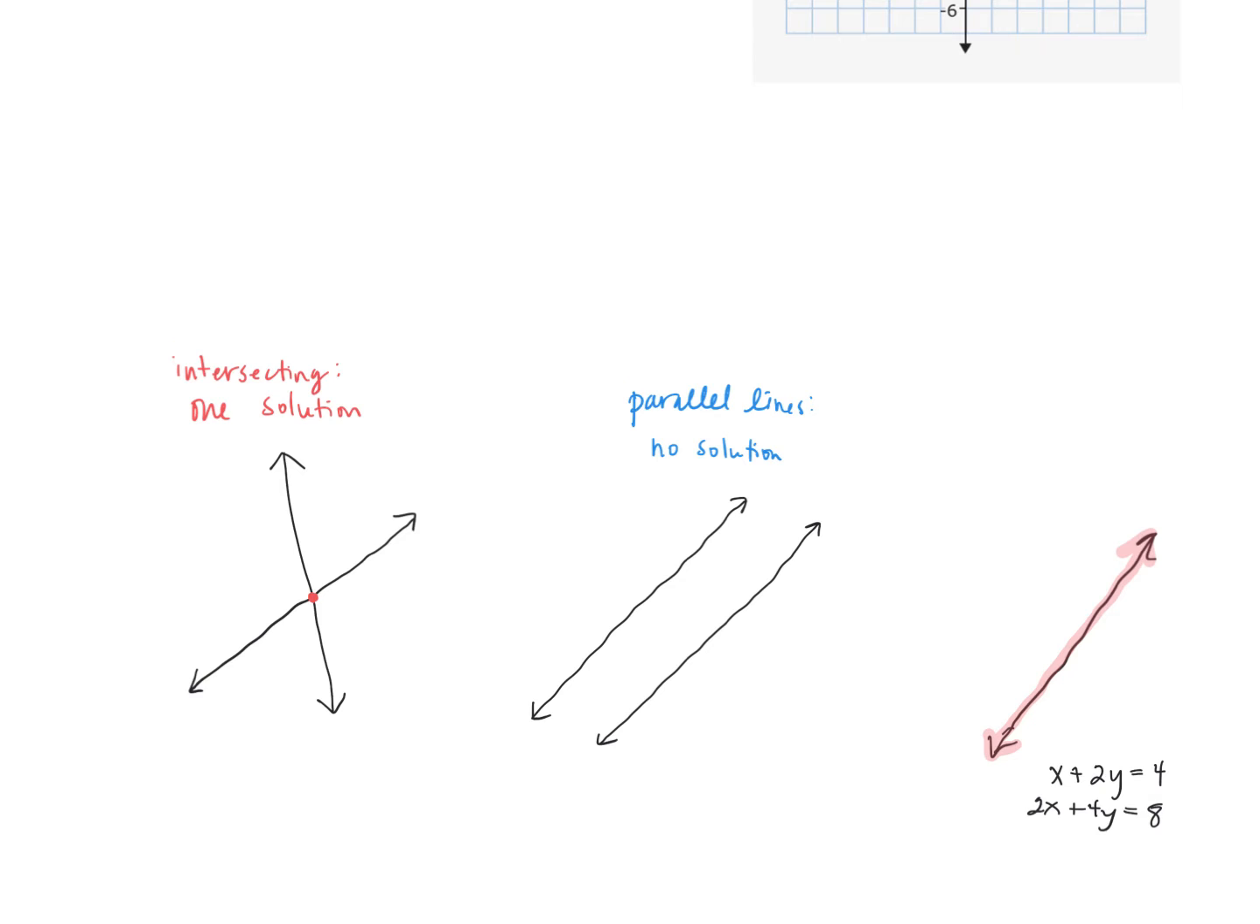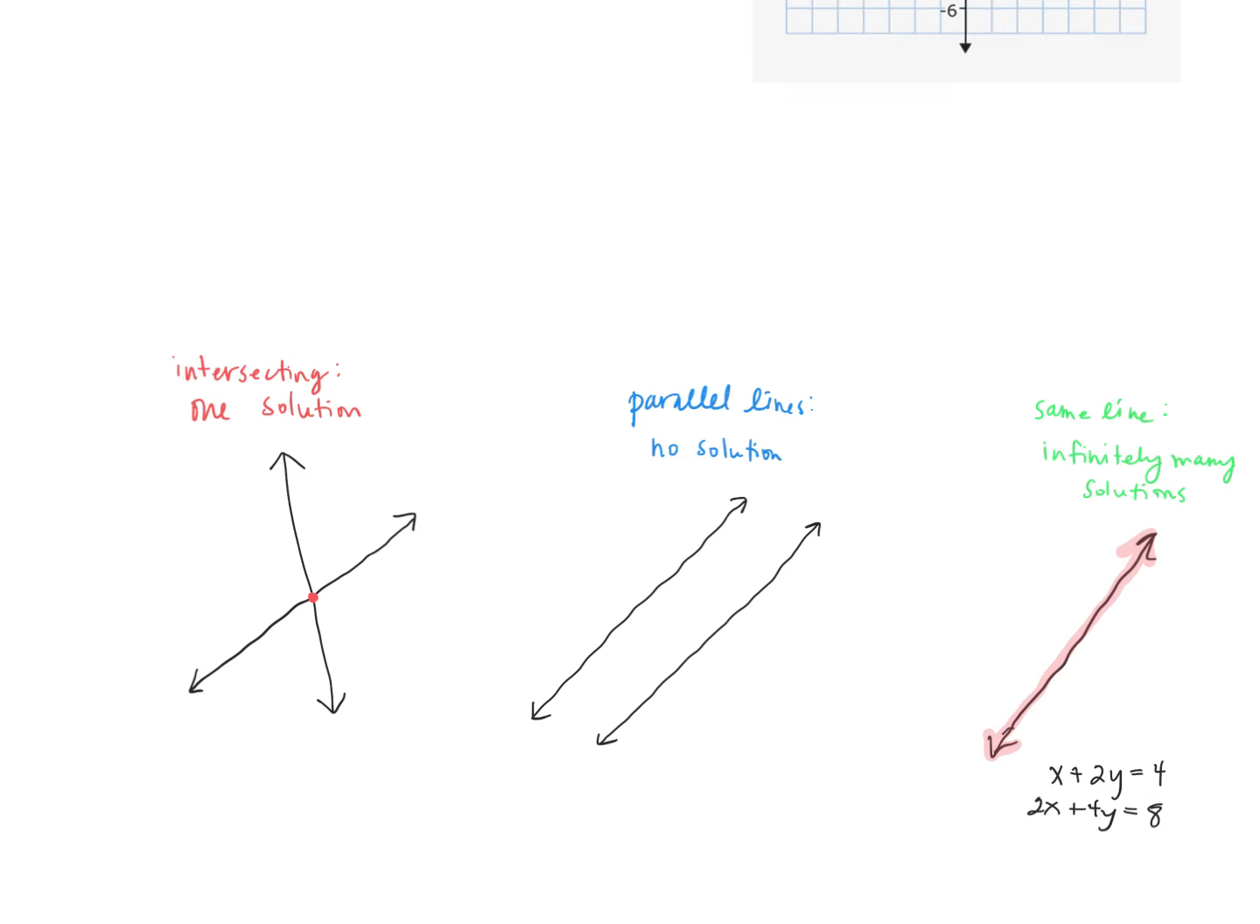So the third option is you could have the same line. Graphically they're exactly the same, and here all of the points are in common. If it lies on top of the same line, that means every point is in common, so this would have infinitely many solutions. All the points on the line would satisfy the other line because they're actually the same line.